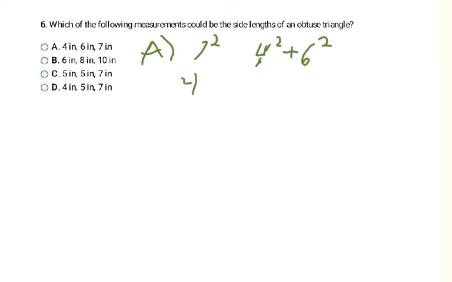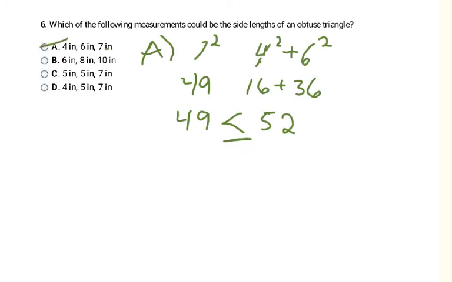So 7 squared is 49. And then 4 squared is 16 plus 6 squared is 36. And when I do that sum, 16 plus 36 is 52. 49 can't be simplified anymore. So here 52 is bigger. So C squared is less than A squared plus B squared. This is a less than symbol, so A is acute, not obtuse.